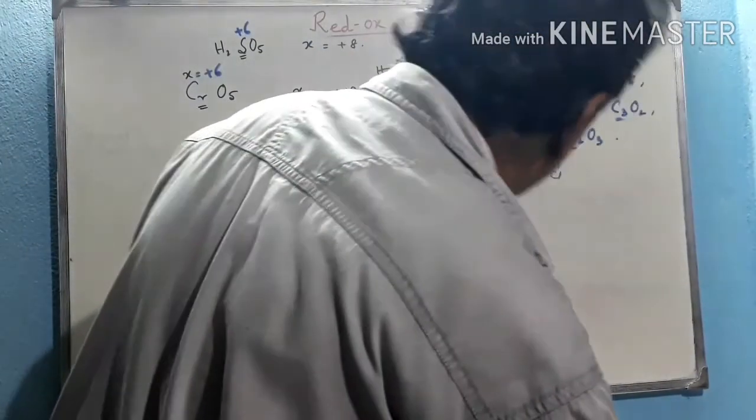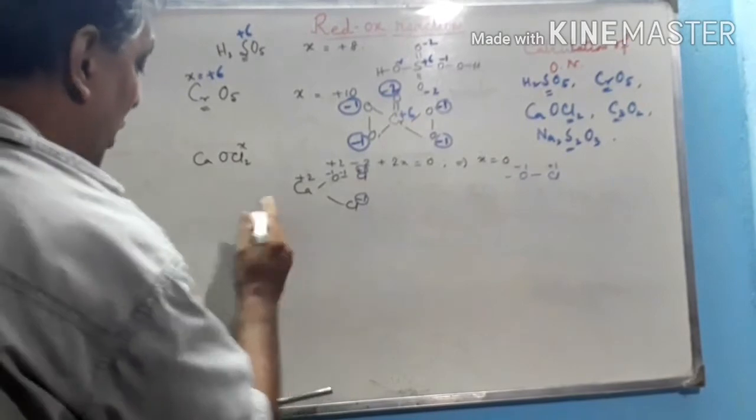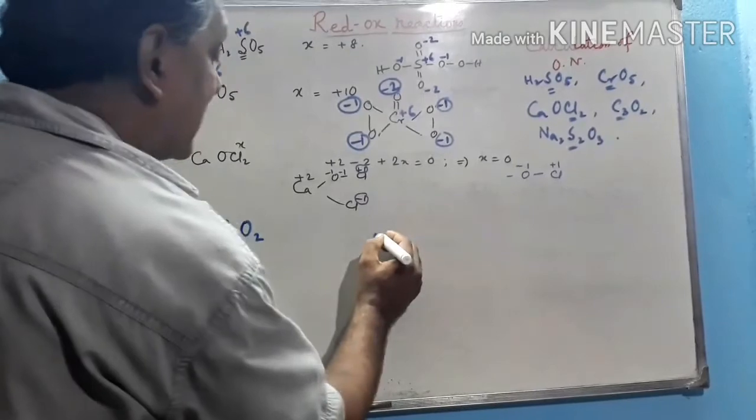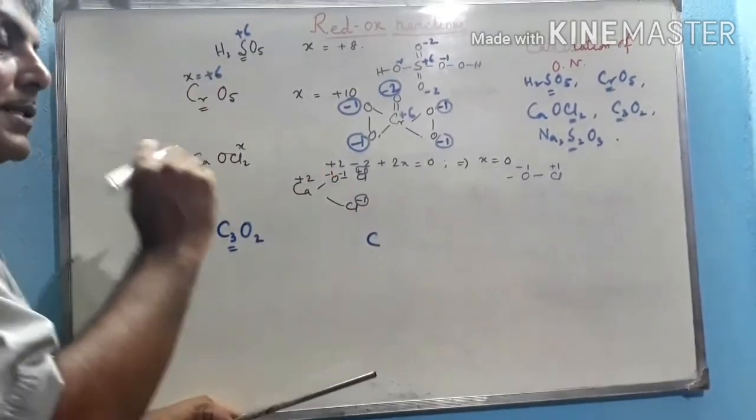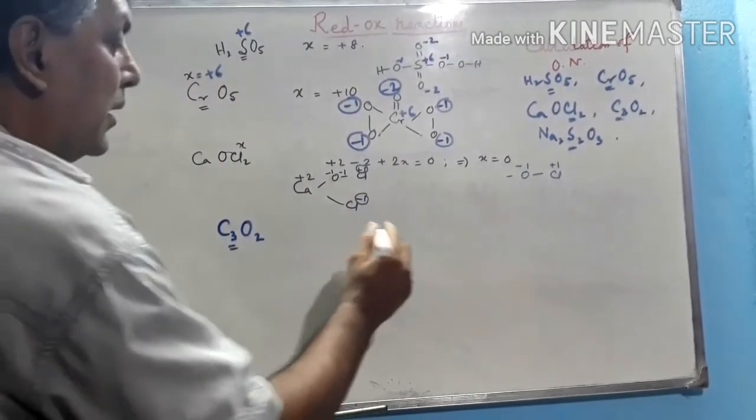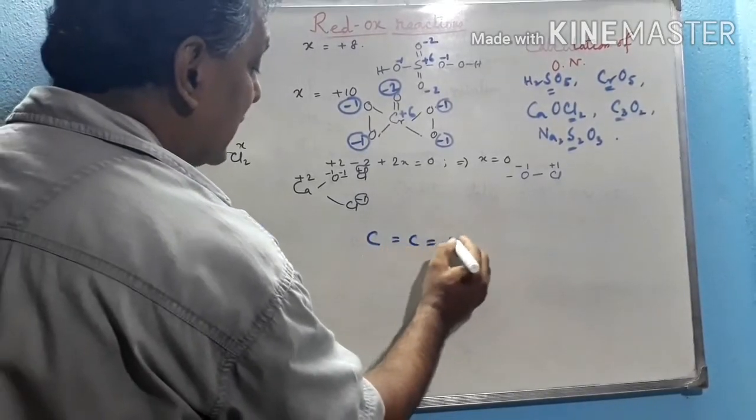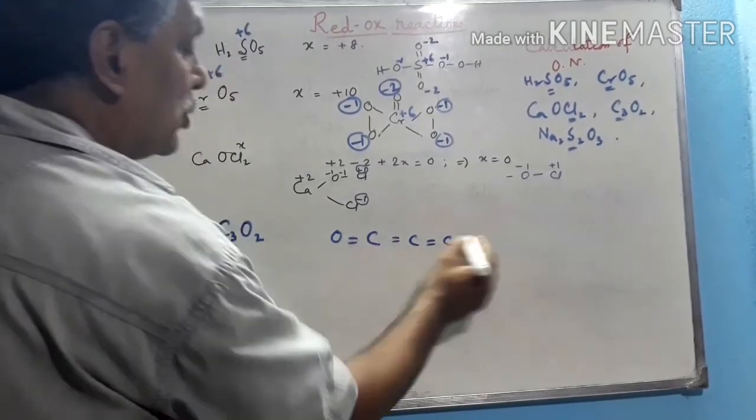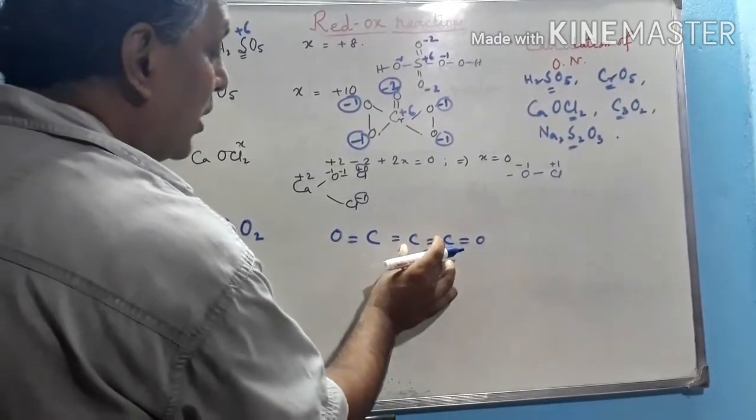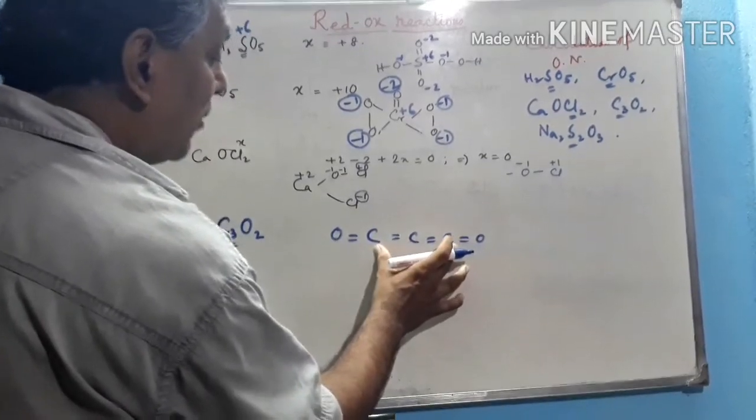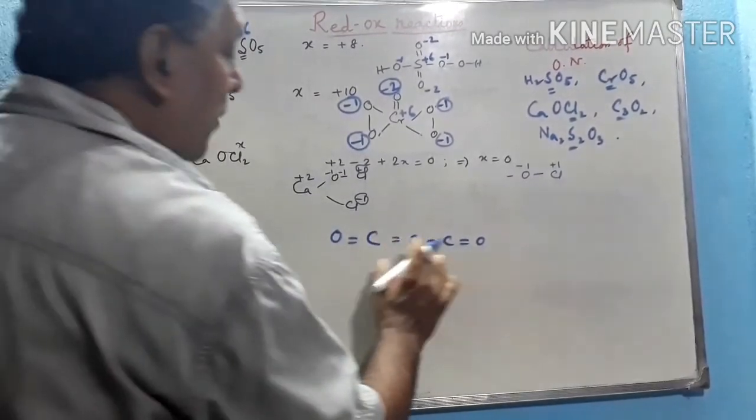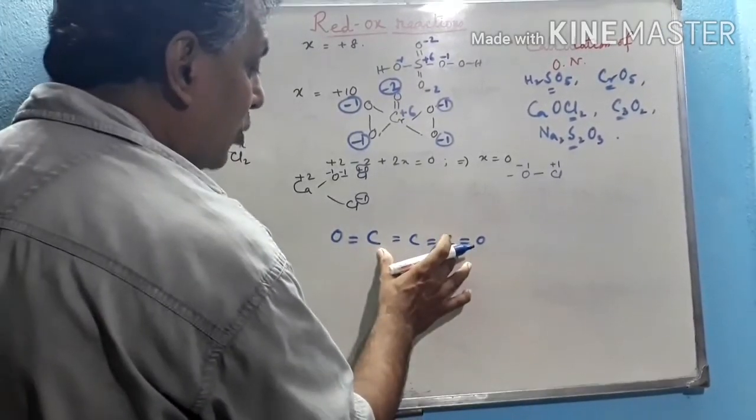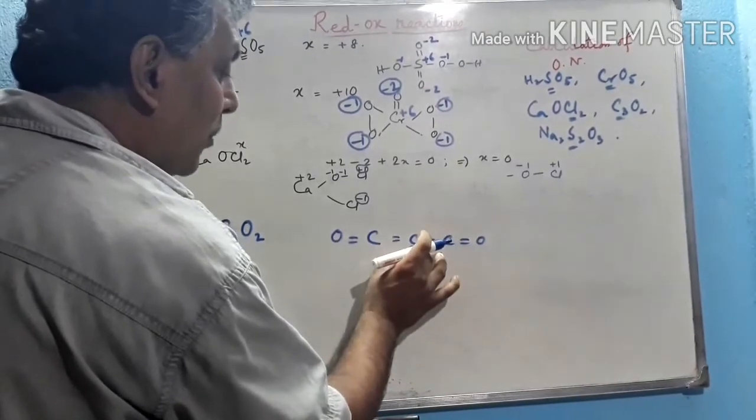Next part is C3O2. We have to calculate the oxidation number of carbon in C3O2. So see the structure of C3O2, because we can't find the actual oxidation number of carbon otherwise. The structure is like this: O double bond C, C, C double bond O. For the central carbon, it becomes 0 because it is attached to carbon atoms. The dipole moment becomes 0, and electron density cannot be shifted toward a particular carbon atom because both of them are carbon. That's why this carbon becomes 0.